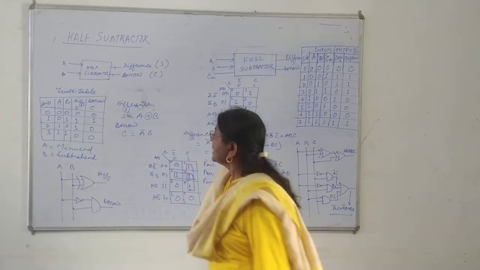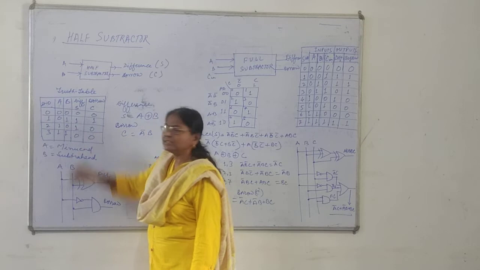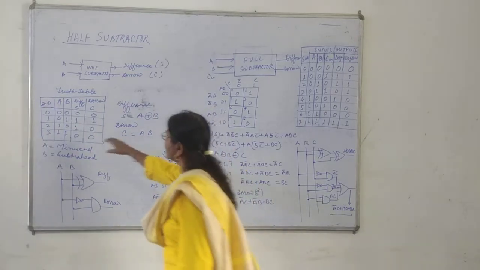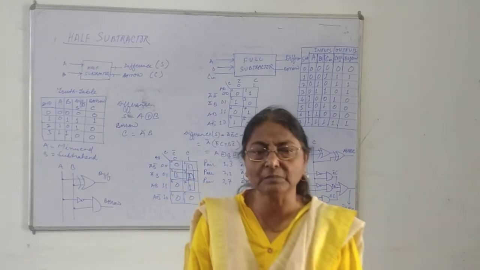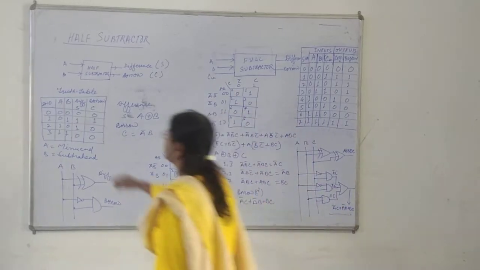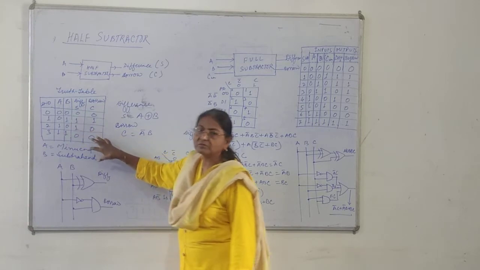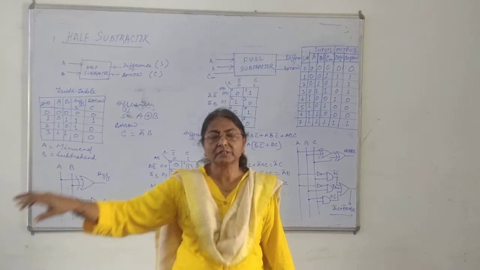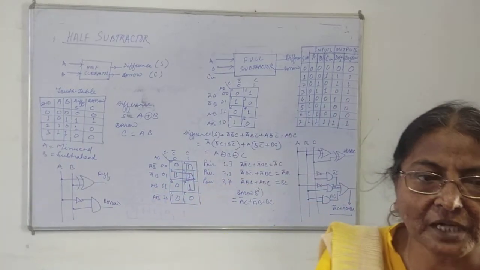In the third row, the value of A is 1 and the value of B is 0. 1 minus 0 is equal to 1. No borrow, only difference is equal to 1. And in the last row, A is equal to 1 and B is equal to 1. Minuend is also 1 and subtrahend is also 1, and 1 minus 1 is equal to 0. So this type of output will be produced when you want to design a subtractor circuit which can subtract 1 bit from another bit. It is only a 2 bit subtractor.